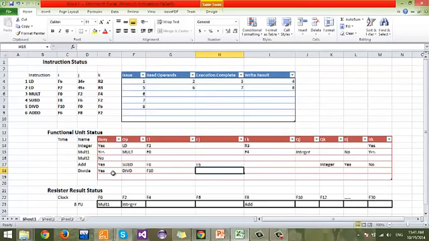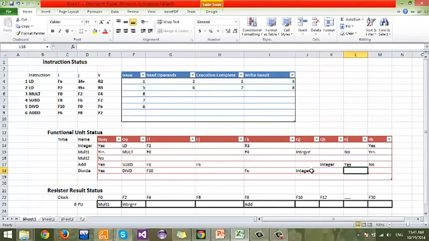What's the first source operand? F0. Is F0 free? No, we cannot read F0, as it's dependent on mult1. What about Fk? Fk is F6. Okay, F6 is free. So qj is not available, it's dependent on integer. qk is available.